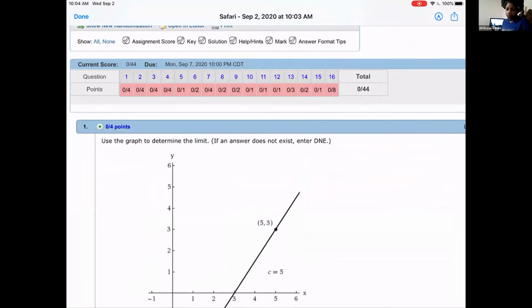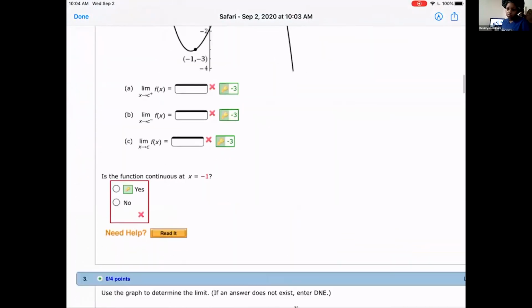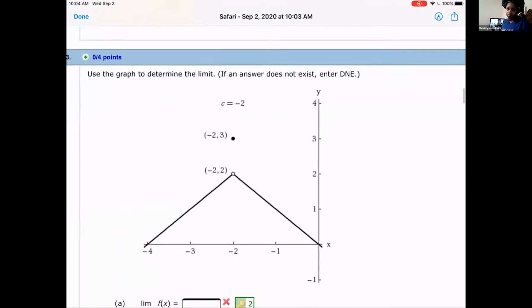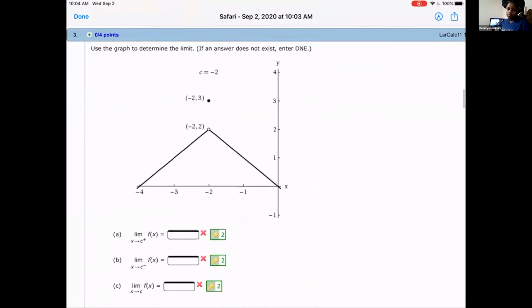Okay, can we do number 3? Number 3. Okay, number 3. Use the graph to determine the limit. If an answer does not exist, enter DNE. Starting with the first one, A.